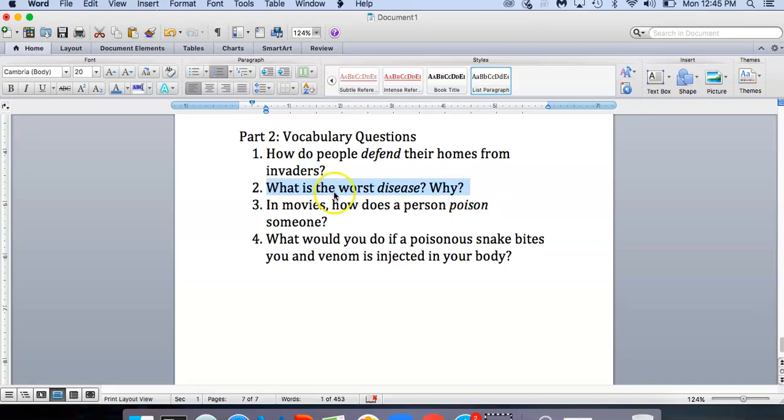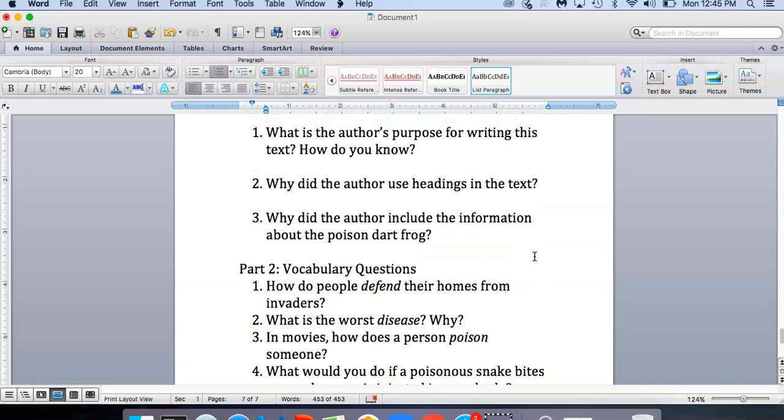Number 2 is, what is the worst disease? Why? So before, I was giving you at least 3 examples of different kinds of disease. You can talk about other diseases than those that I've mentioned, and then you have to explain why it's the worst disease. Number 3, in movies, how does a person poison someone? Okay, and number 4, what would you do if a poisonous snake bites you and venom is injected in your body?